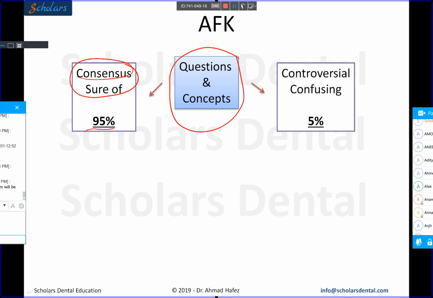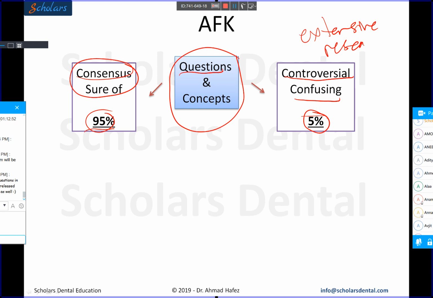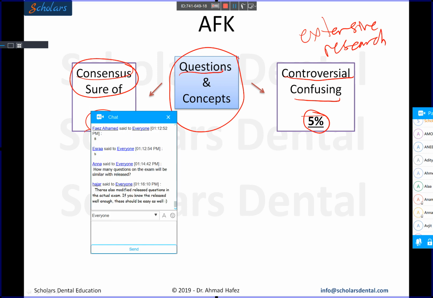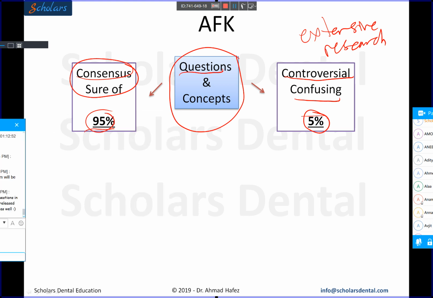Now, there's always going to be questions that are controversial or confusing concepts that you don't really know exactly what they want, because you might find two pieces of evidence that support two different answers. Those are 5% of the questions. They require extensive research, and even with extensive research, you sometimes don't find anything. This is something you just have to accept.